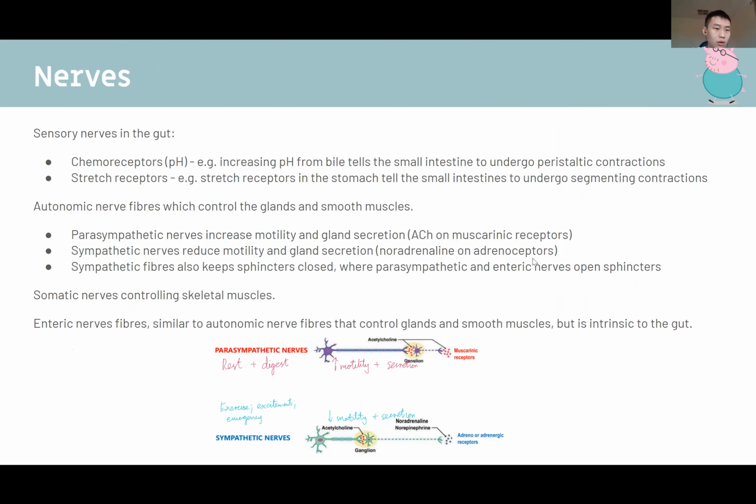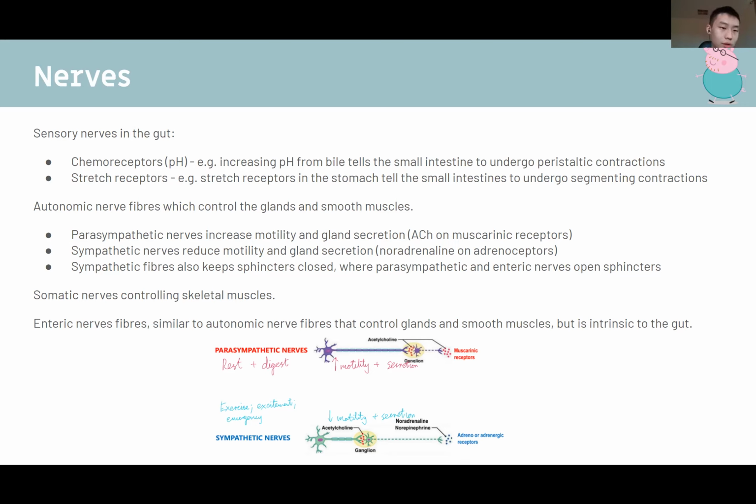And then just a quick note about some of the nerves you might find in the gut. You'll have some sensory nerves in the gut. These can be chemoreceptors or the stretch receptors we just mentioned. If they're chemoreceptors, for example, in the small intestine, you will get a release of bile. You get stomach acid to digest your food in the stomach, and as it goes into the duodenum, the small intestine, you get some bile released. That neutralizes the stomach acid and increases the pH. So you can get chemoreceptors there that detect the increasing pH from the bile, and it will tell the small intestine to start undergoing the peristaltic contractions that we just mentioned.